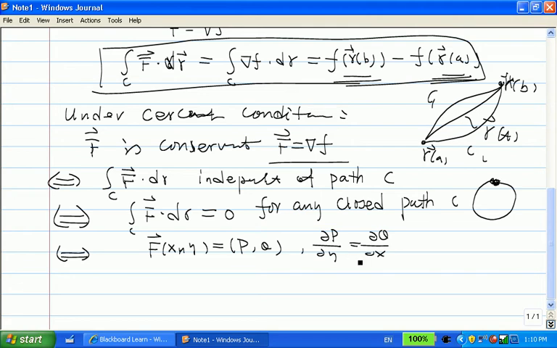The last condition tells you how to tell whether a given vector field capital F is conservative. It's very easy, as long as you know how to take a partial derivative. You just check partial P with respect to y and partial Q with respect to x, see if they're equal or not. If they're equal, then it's conservative.